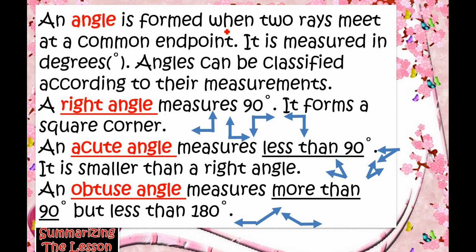So an angle is formed when two rays meet at a common endpoint. It is measured in degrees. Angles can be classified according to their measurements. So the common endpoint of the angle is what we call the vertex. So if we have two rays that meet at a common endpoint, which is here, it is called the vertex of the angle.